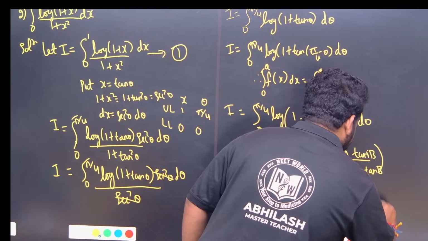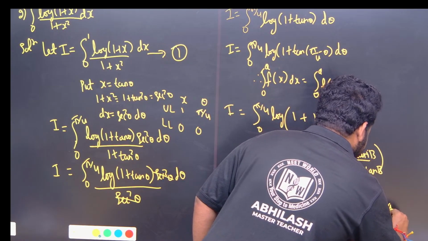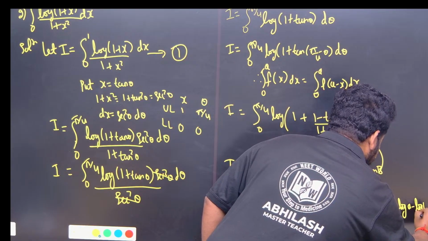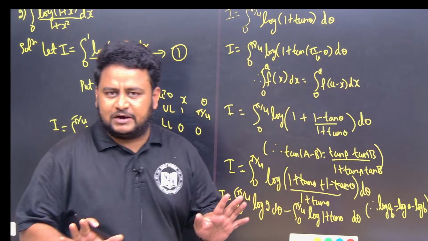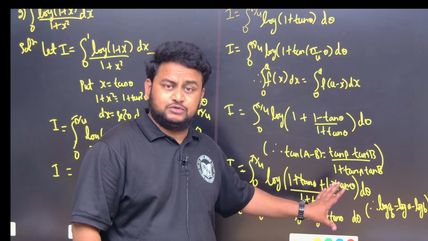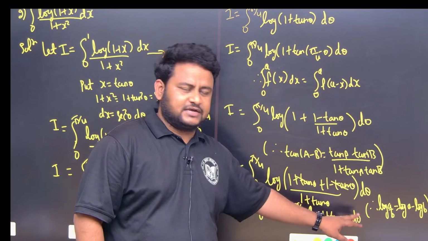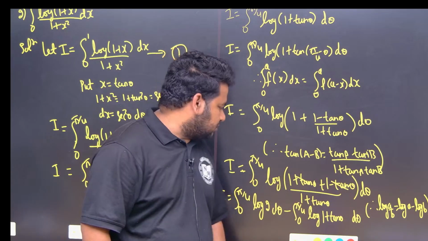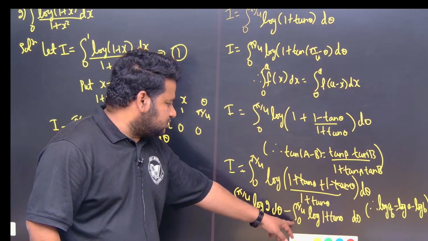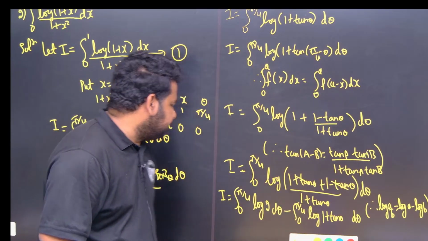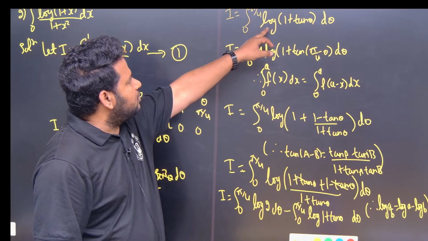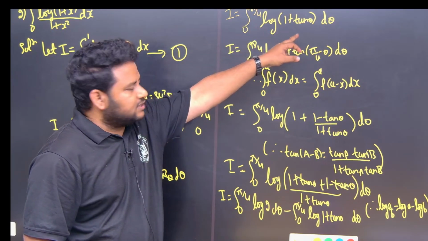Therefore log of a by b is equal to log a minus log b. This is the reason I am writing it here. Write as many steps as possible and you will get full marks. The more the steps, the higher the chances of full marks, provided the steps are correct. You have to write accurate reasons wherever necessary. So we have log of 2 d theta minus 0 to pi by 4 log of 1 plus tan theta d theta. See here, I is equal to 0 to pi by 4 log of 1 plus tan theta d theta is nothing but what?